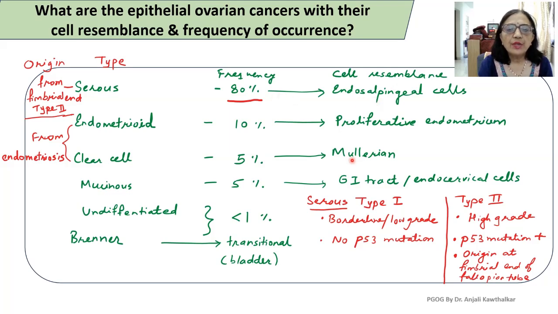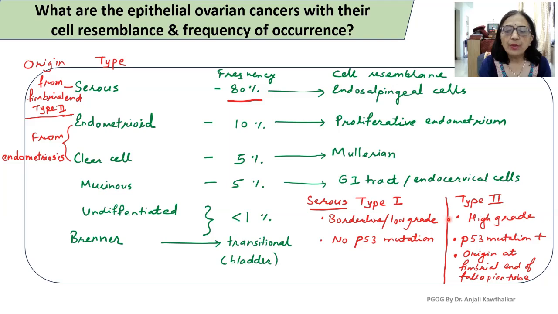Now, for serous tumors, we have to remember that it has been further divided in the last few decades. We have understood that there are two types of serous invasive cancer: type 1 and type 2. Whenever it is borderline or low grade, it is type 1, and type 2 is high grade. P53 mutation is not seen with type 1, but it is seen with type 2, and it is overall a very aggressive tumor which spreads very fast and is associated with a relatively poor prognosis.